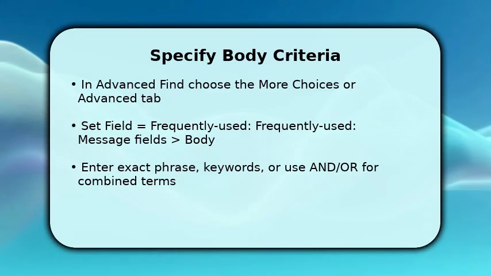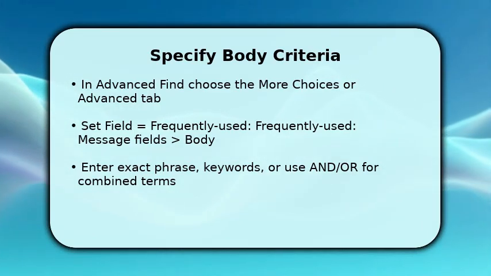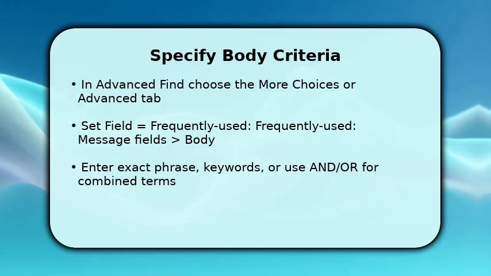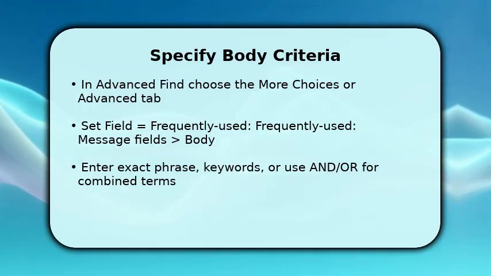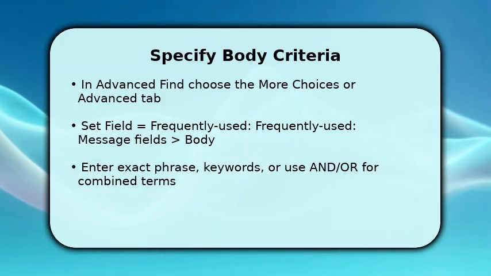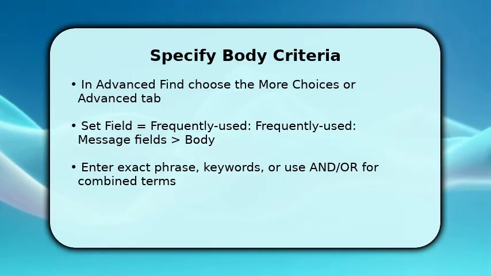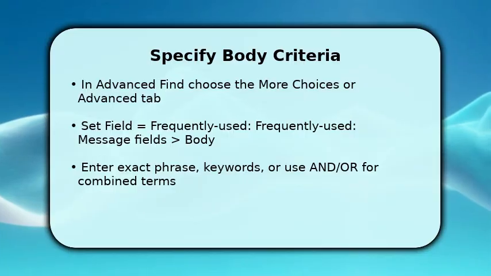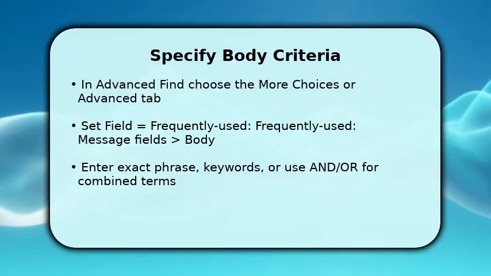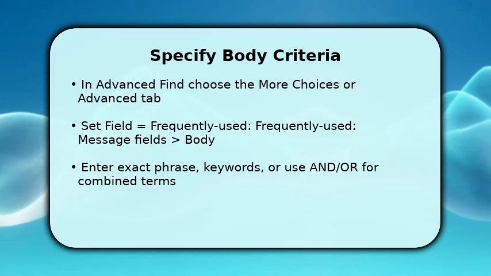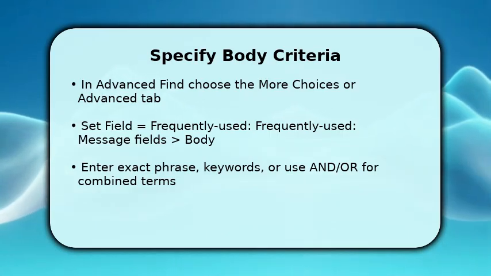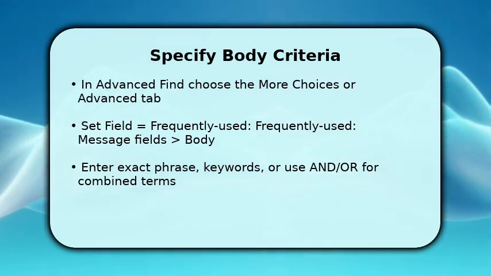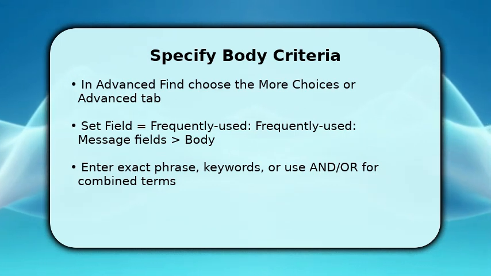Now focus on the precise criteria. Open Advanced Find's Advanced or More Choices tab and pick Field, then Message Fields, then Body. Enter an exact phrase when you need exact matches, or type multiple keywords separated by spaces for broader hits. Use AND to require both words, OR to allow either, and quotes for an exact phrase. This controls precision. Once you configure these fields, run the search so Outlook scans message bodies instead of only headers or subjects, which is why results suddenly become relevant.